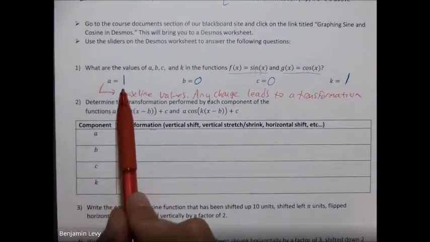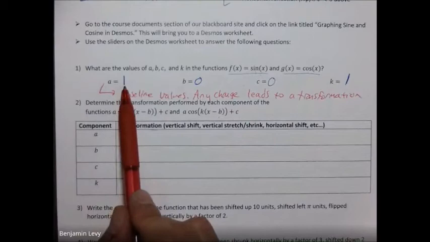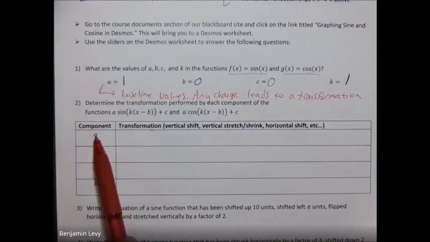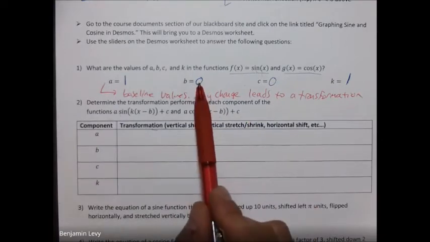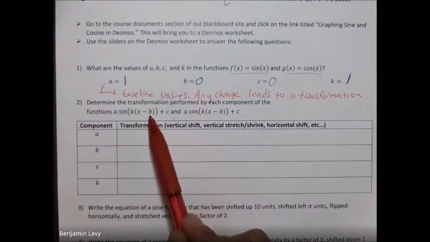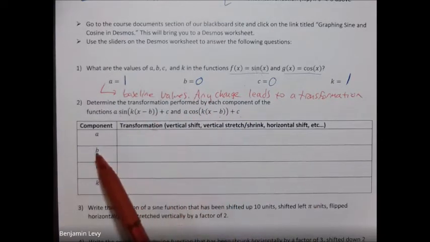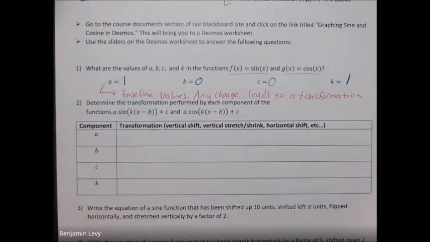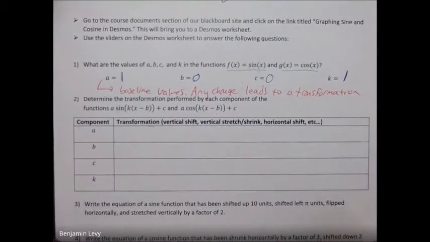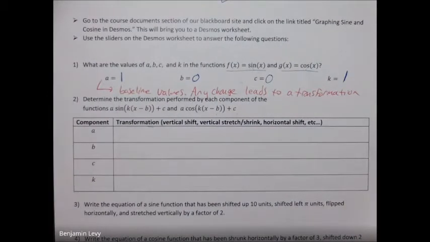So again, think about what A does when you change it from 1. What does it do? When you change B and make it something other than 0, so that's the thing being subtracted from x, what does that do? Go through each component and think about what each transformation does. Pause the video, and when you're all set, unpause it. I'm going to go through it right now.